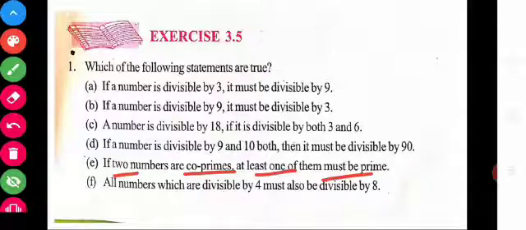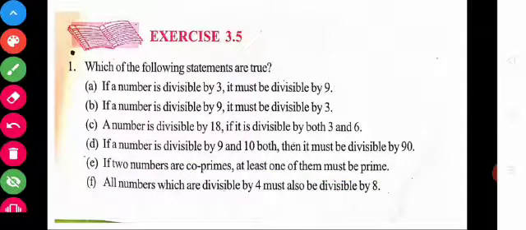If two numbers are co-primes, at least one of them must be prime. The statement is false. We know that two numbers having only one as a common factor are called co-prime numbers. So it is not necessary that one of them must be prime. So the statement is false.